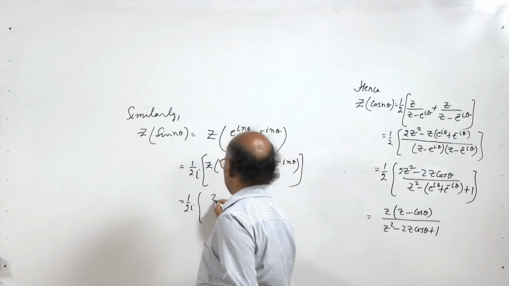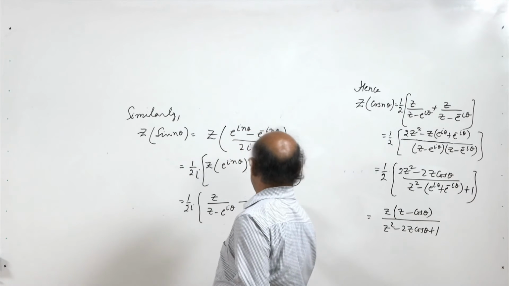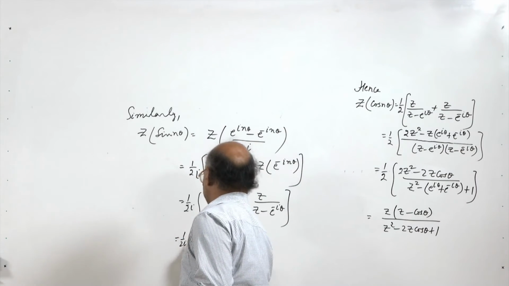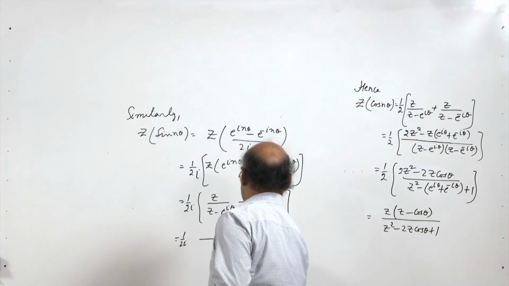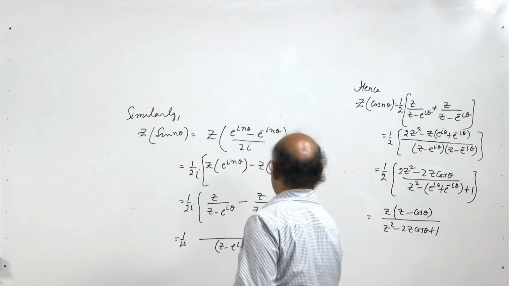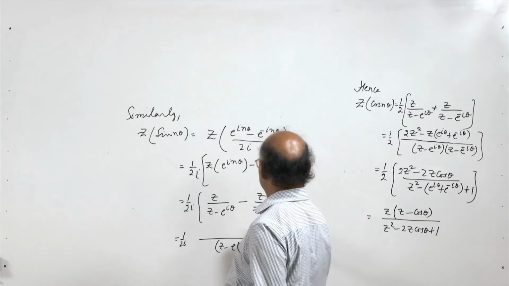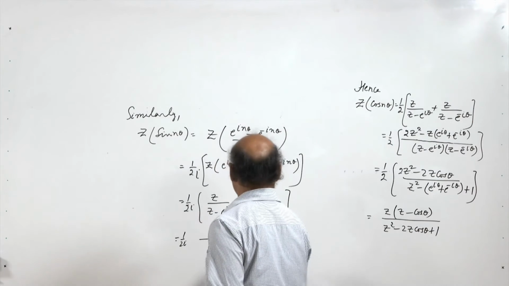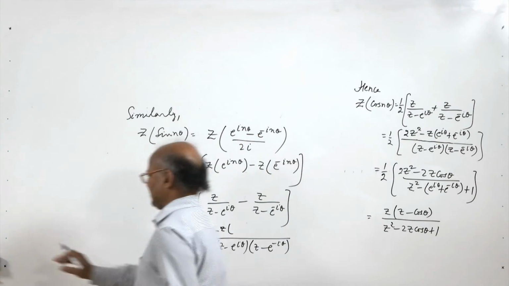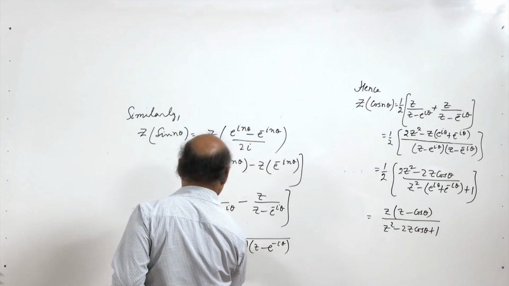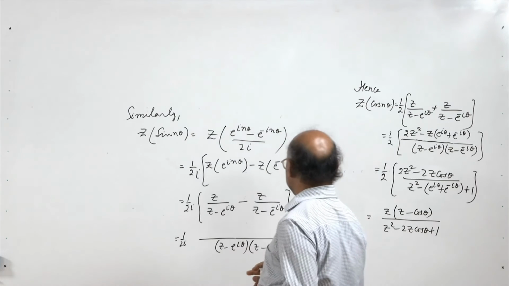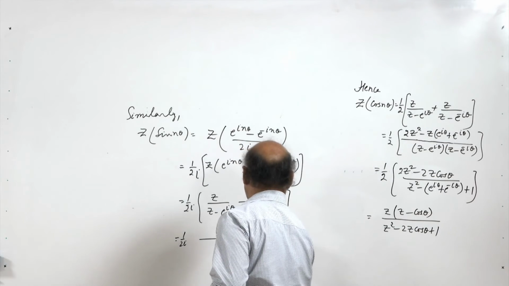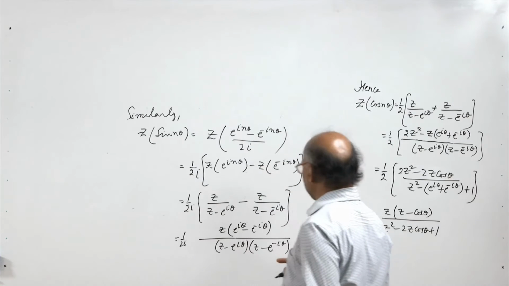The z transform of e to the power i n theta is z over z minus e to the power i theta, and this is z over z minus e to the power minus i theta. This is equal to 1 by 2i times z into z minus e to the power minus i theta minus z into z minus e to the power i theta, over z minus e to the power i theta into z minus e to the power minus i theta. Then z square will cancel, and the numerator becomes z minus z e to the power minus i theta plus z e to the power i theta minus z. So z times e to the power i theta minus e to the power minus i theta, and e to the power i theta minus e to the power minus i theta is 2i sin theta.